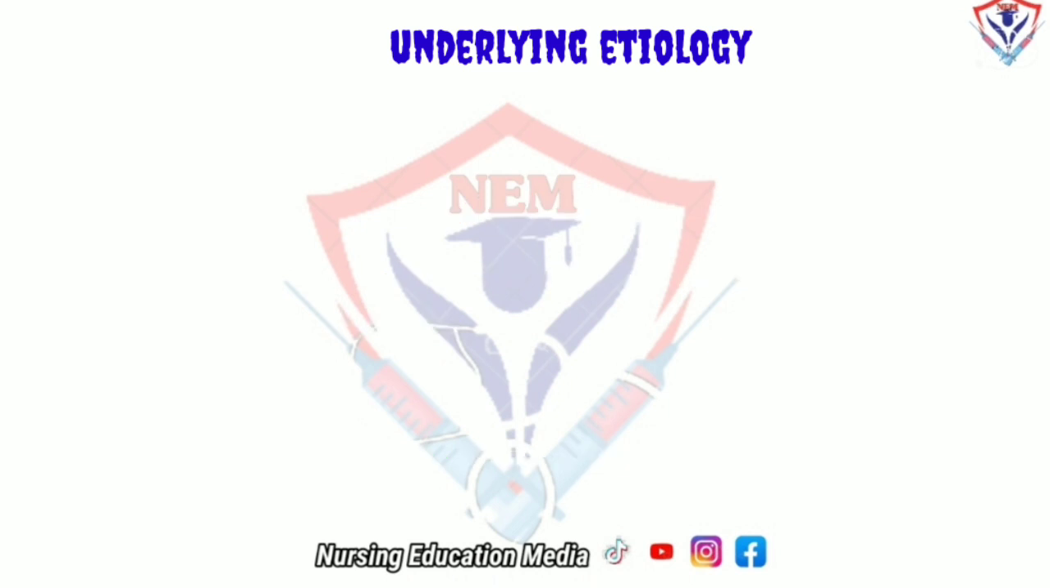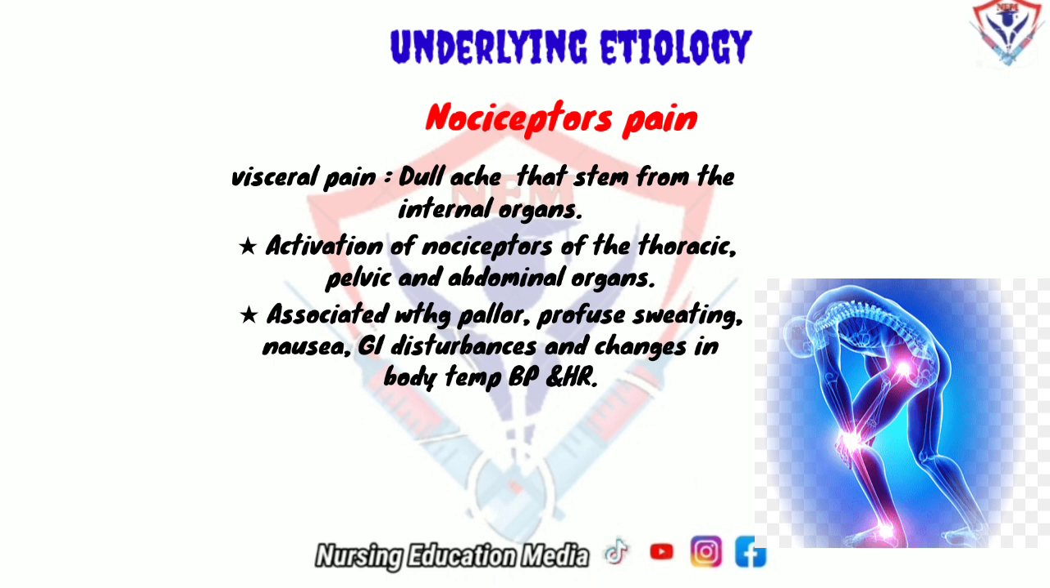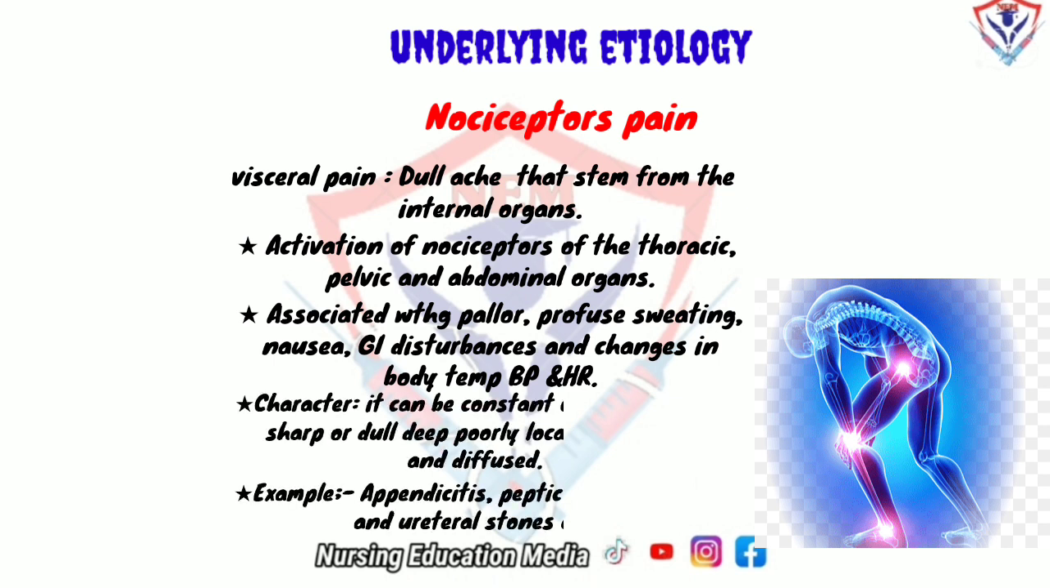Now comes visceral pain. Visceral pain is a dull ache that stems from the internal organs. How is visceral pain caused? Visceral pain results from the activation of nociceptors of the thoracic, pelvic, or abdominal viscera. It is often associated with marked autonomic phenomena including pallor, profuse sweating, nausea, GI disturbances, and changes in body temperature, blood pressure, and heart rate.